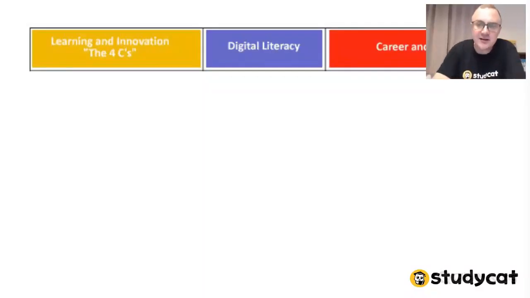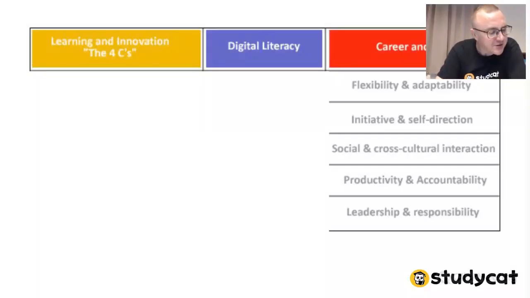So what Charles Fadell said in the 21st century skills, he broke it into 3. These are the 3 main categories. There was learning and innovation, digital literacy, and career and life. For career and life, he said it was all about things like flexibility and adaptability. We all know that, right? Like our job, my job has changed so much in the last few years. We're just constantly changing and having to adapt to new things.